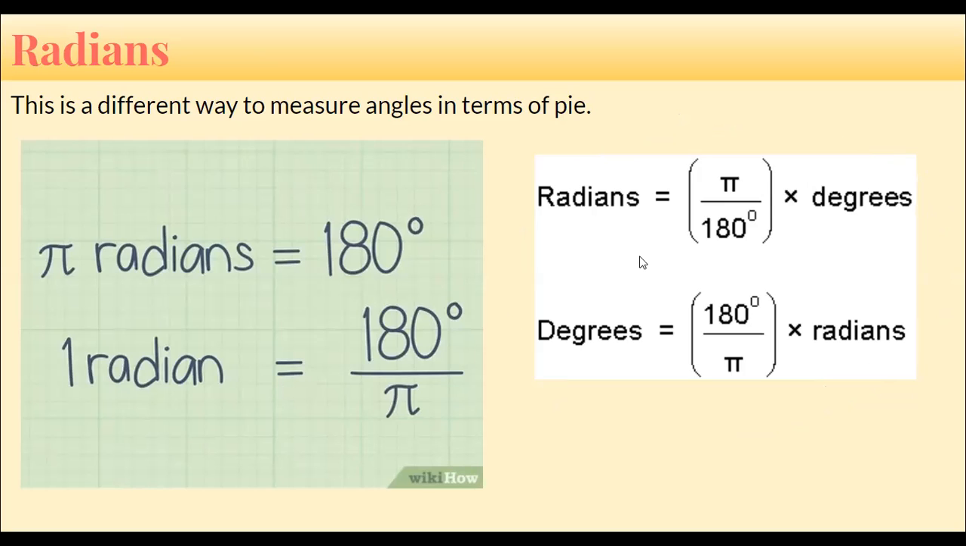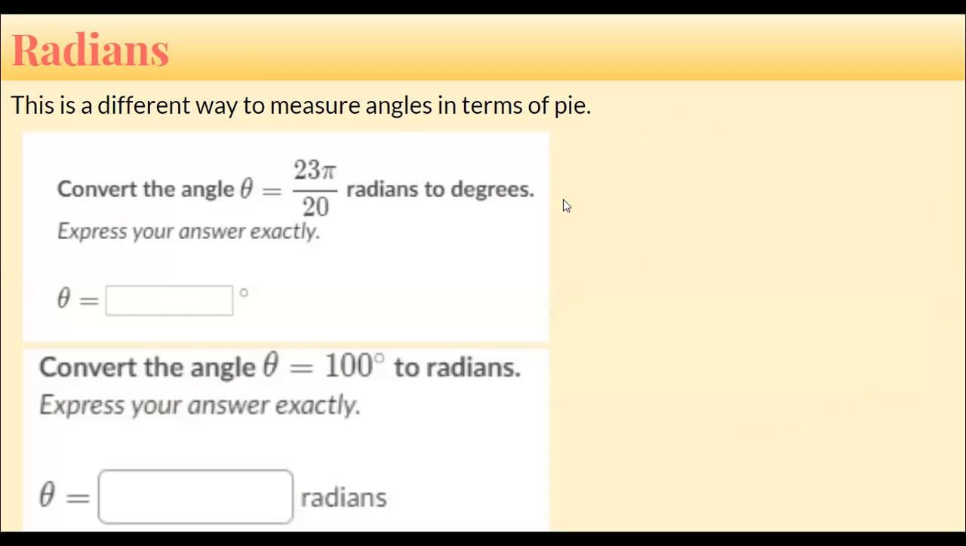So essentially, let's do some problems. It is the best way to learn something, okay? Is to do problems. All right, so let's look at the first one. It says convert 23 pi over 20 radians to degrees. All right, we know that 2 pi is equal to 360 degrees, right?